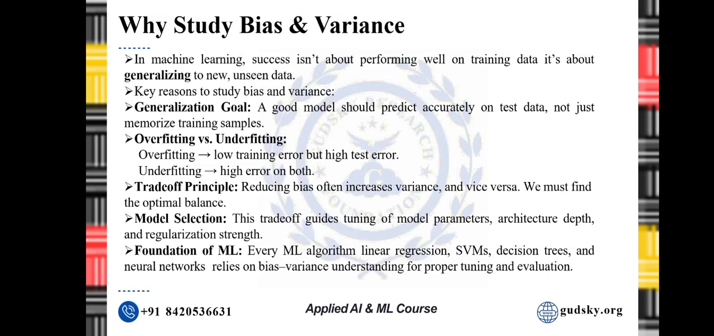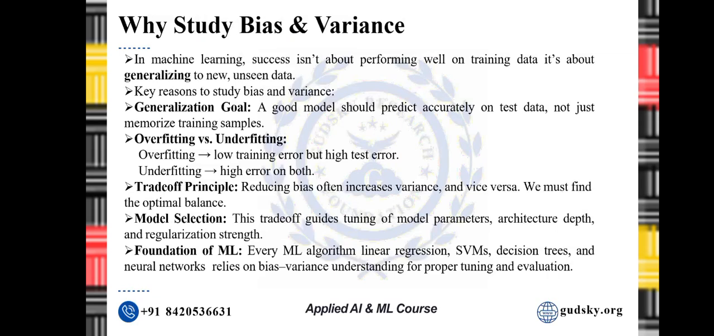And next, we go for the trade-off principle. When we reduce bias, variance often increases, and vice versa. Our job here is to find the correct spot, a balanced model that performs well on both training and testing. And next, we see model selection. Every ML algorithm, whether it's linear regression, decision trees, support vector machines, or neural networks, depends on this concept to adjust parameters, architecture depth, and regularization strength. So, in short, understanding bias and variance is like learning the DNA of every machine learning model.